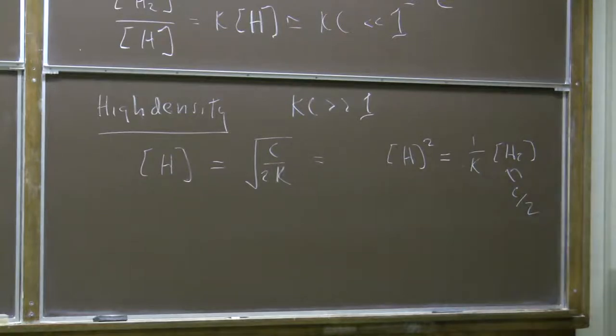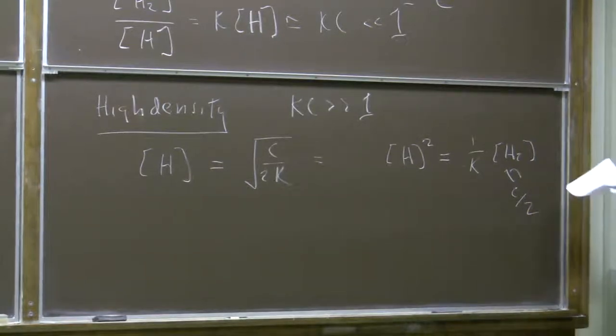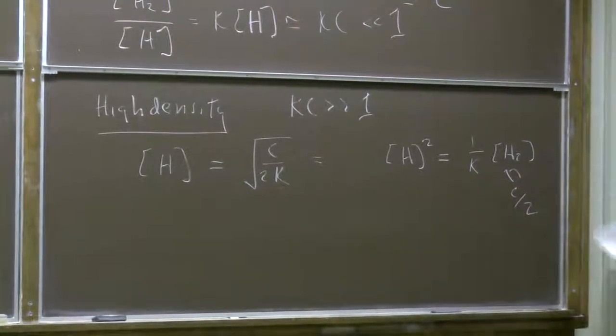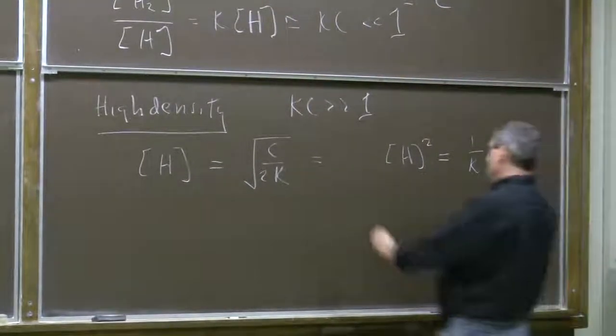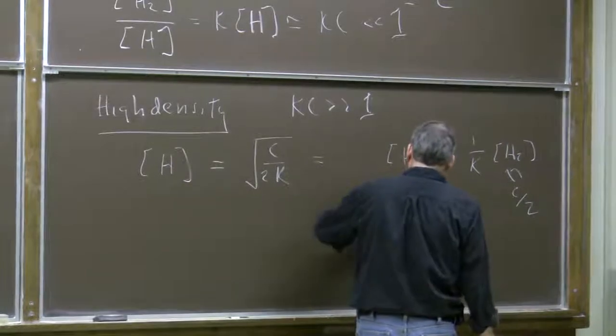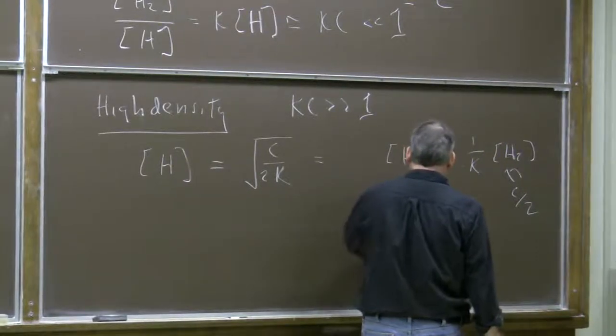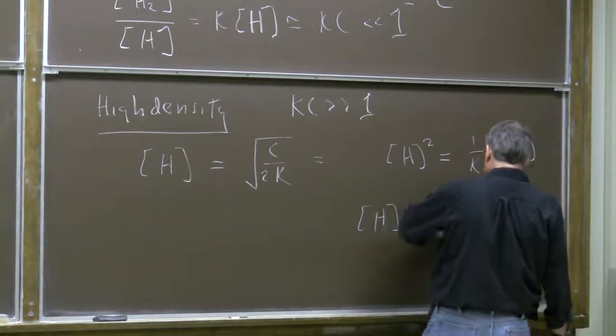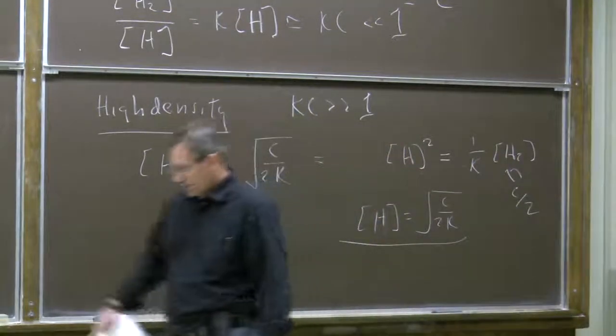If there's very little atomic hydrogen, it's almost all in the molecules. And so the concentration of molecular hydrogen is 1/2 the concentration of protons, since there are 2 protons in each molecule. And so H goes like the square root of C over 2K. So everything makes sense.